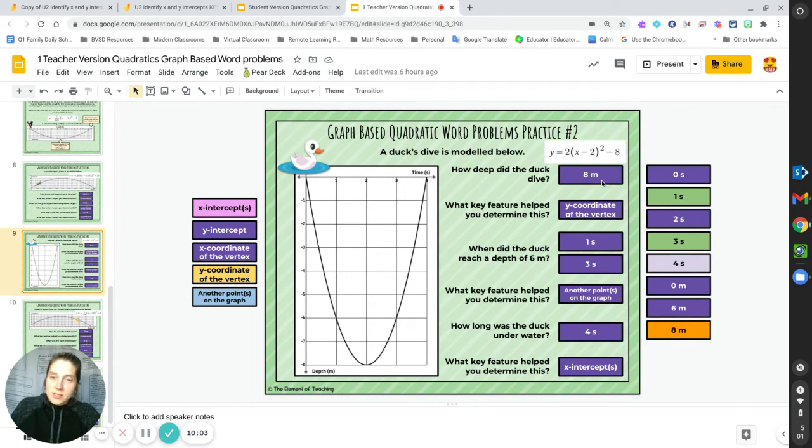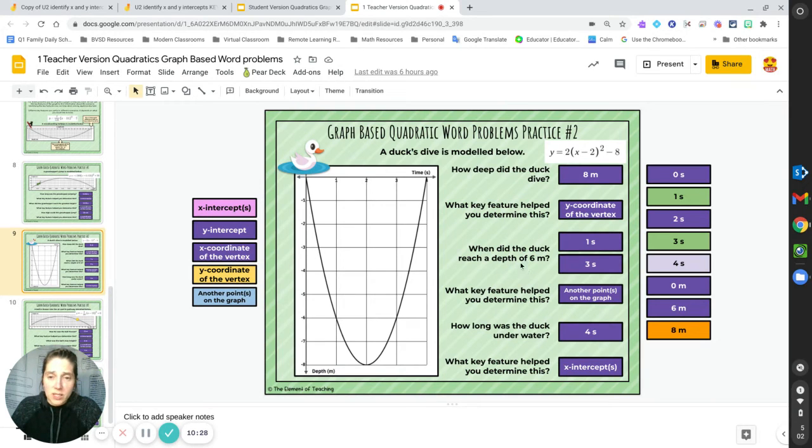Here are the answers. The duck dives 8 meters deep. You can see that this is again in the fourth quadrant. X's are representing time in seconds, and the Y values are the depth of the water in meters, and the duck gets as deep as 8 meters here. And that is the Y coordinate of the vertex.